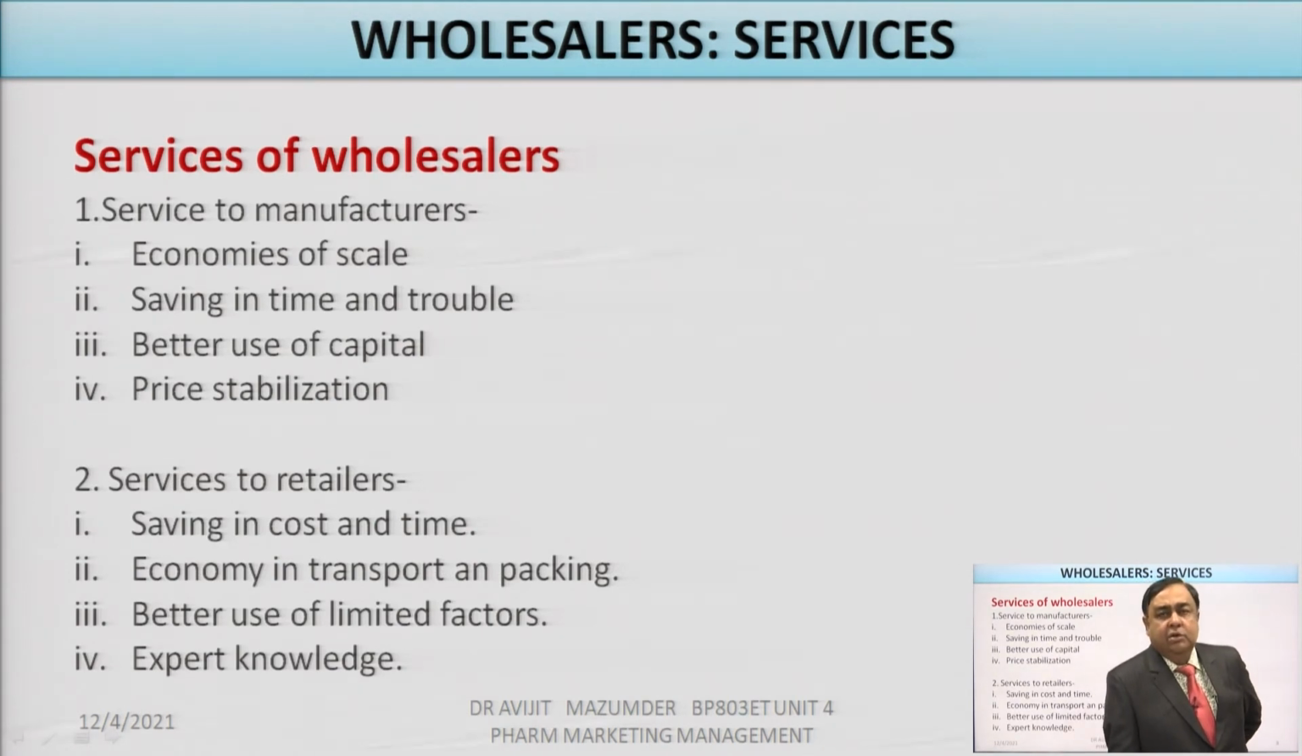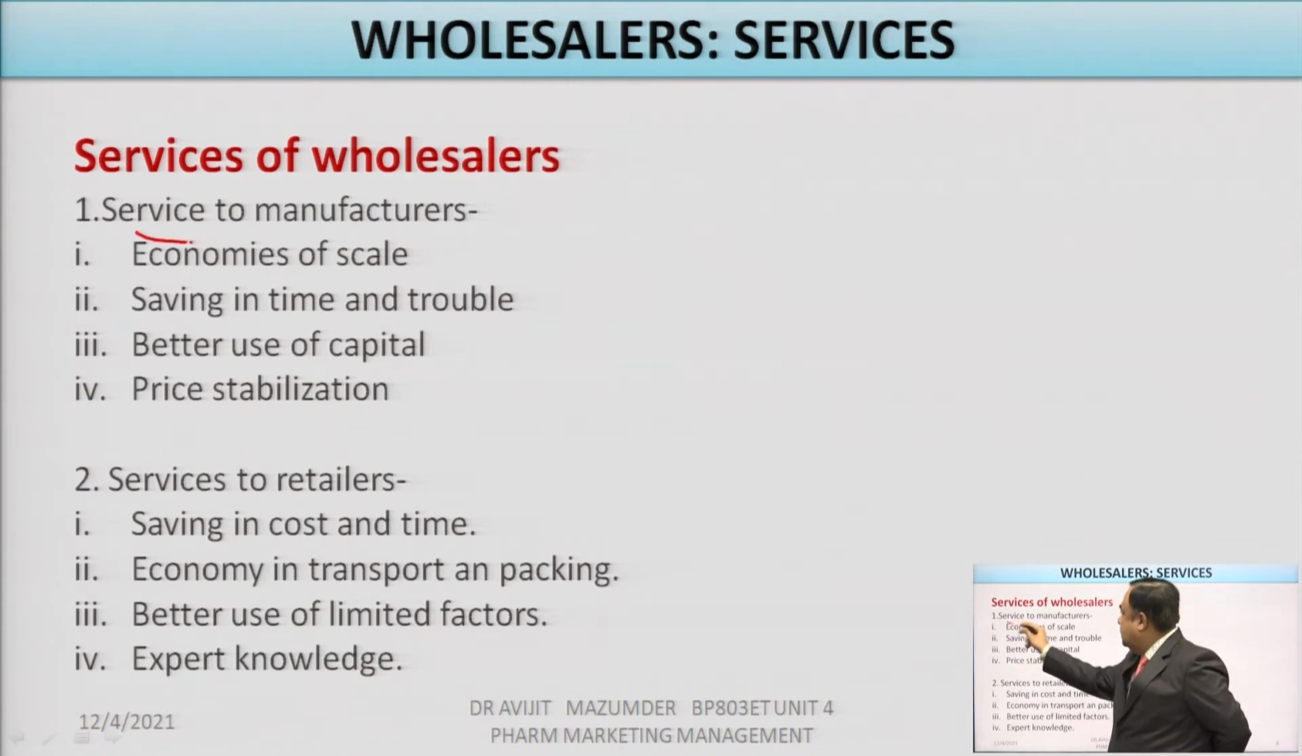Now, the question is, what are the services of the wholesalers? See, they are acting as a middleman. Middleman means they are taking the items from the company, they are providing the service to the retailers. So, they have a twofold service. One, the service which they are offering to the company. Two, the service they are offering to the retailers below. So, let us study both separately.